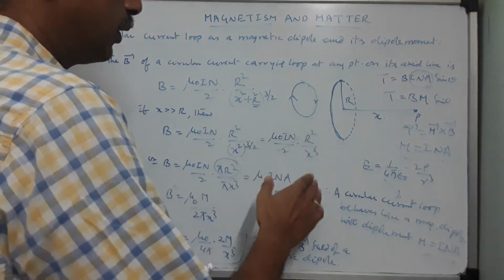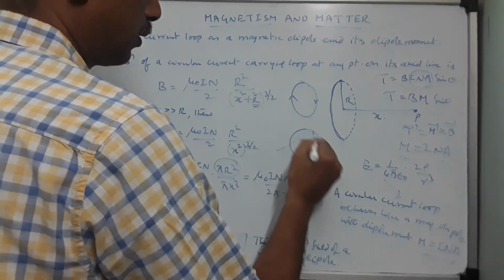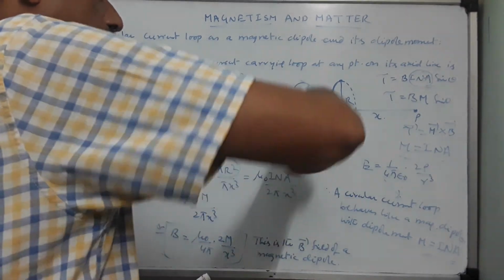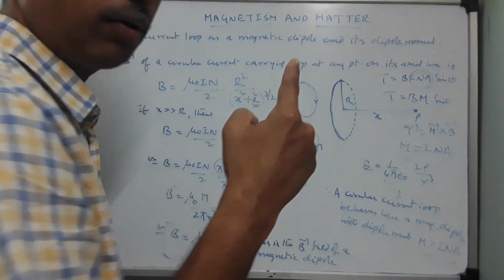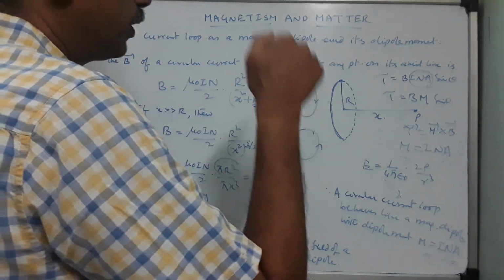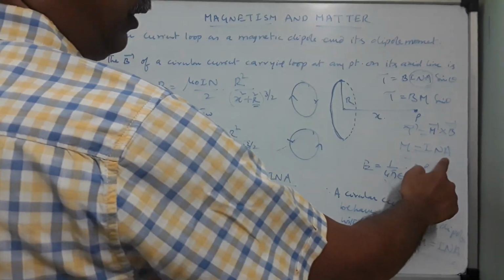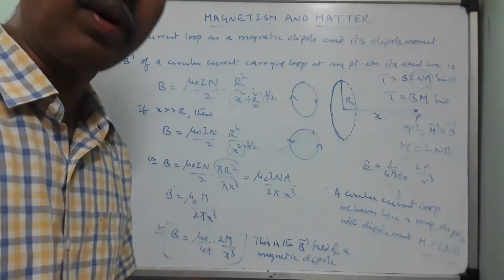If the current is going in the anti-clockwise direction, the screw should be rotated in the anti-clockwise direction. The screw will be coming out, so area will be directed outwards. So for this, M is pointing into the plane of the board because area is pointing into the plane of the board. The direction in which area points, in the same direction dipole moment also will point.